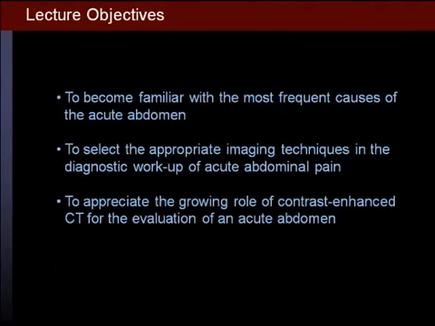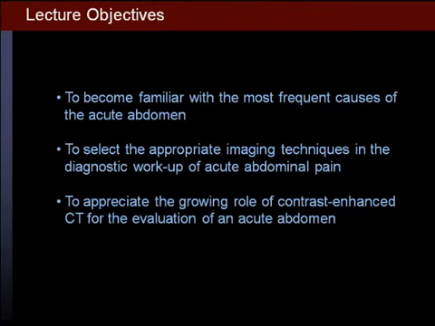I would like that you become familiar with the most frequent causes of the acute abdomen, that you know how to select the appropriate imaging techniques in the diagnostic workup of an acute abdominal pain, and to appreciate the growing role of contrast-enhanced CT for the evaluation of an acute abdomen.